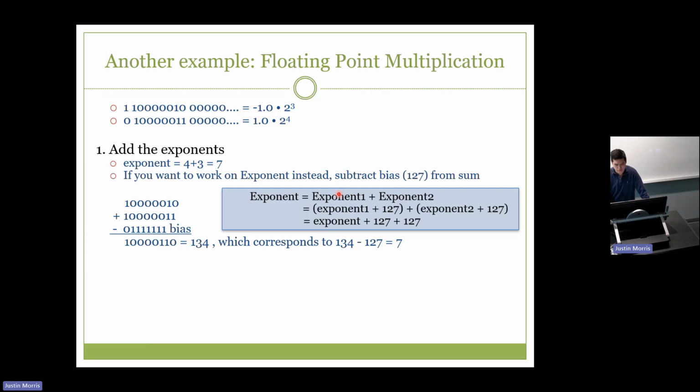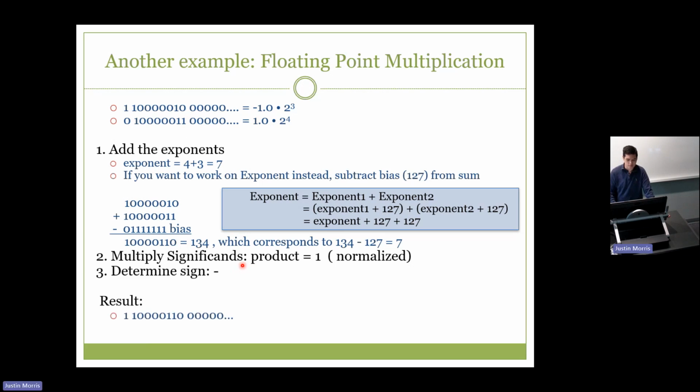So that's all it's saying here, right? If we have exponent 1 plus exponent 2, and we keep them exactly as they are, then when we add them, we have the bias twice. So we just need to subtract it once in order to get the exponent with the bias added in already. Here we are multiplying the significands and determining the sum. And once we have that, we can put our results back into the IEEE floating point format.